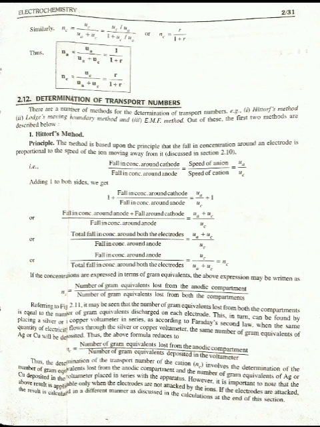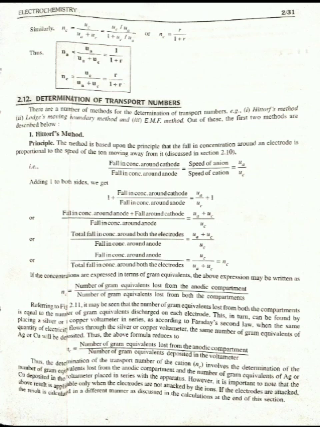Next heading 2.12, Determination of transport numbers. There are a number of methods for the determination of transport numbers, that is, first, Hittorf's method, second, Lodge's moving boundary method, and third, EMF method. Out of these, the first two methods are described below.